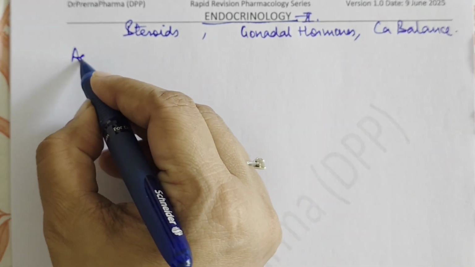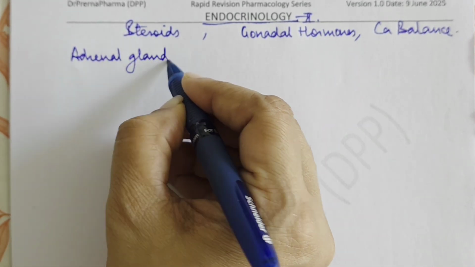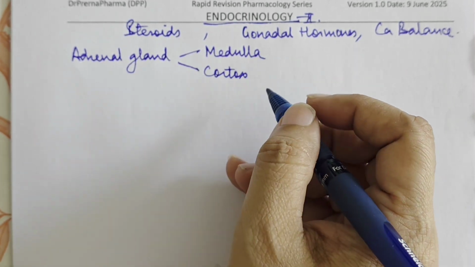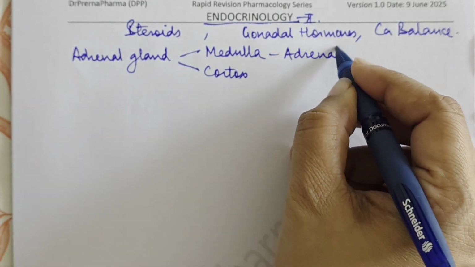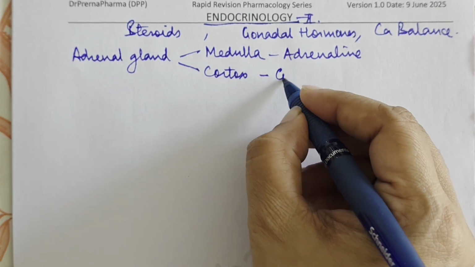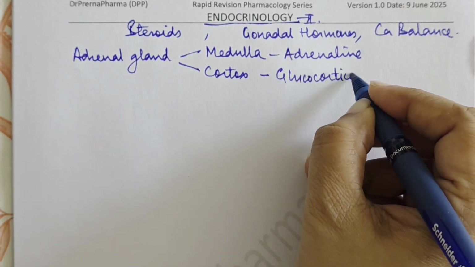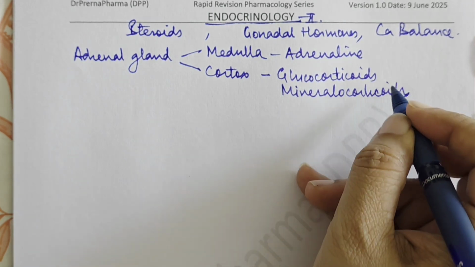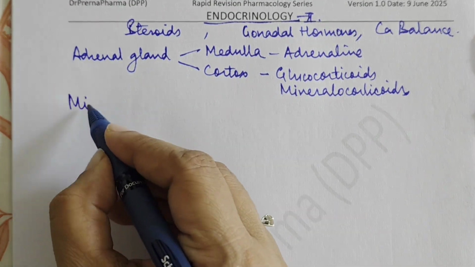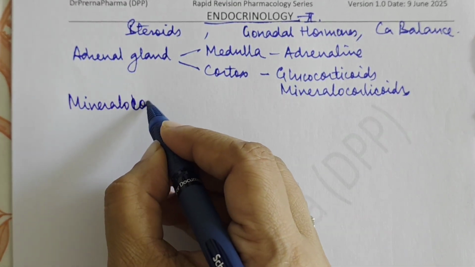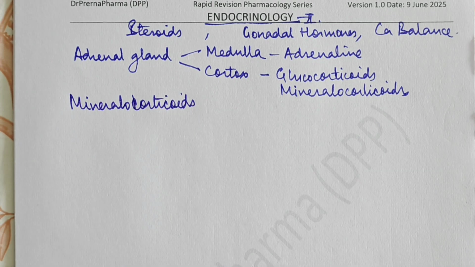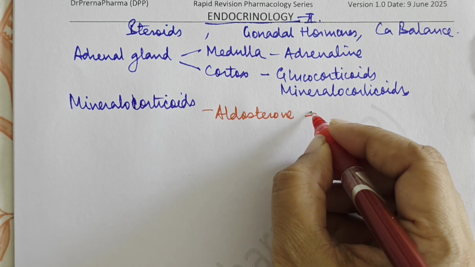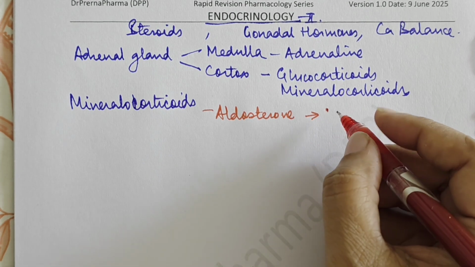Now, adrenal gland, we all know that it consists of two parts. That is, one is medulla and one is cortex, right? Now, medulla mainly secretes adrenaline, while the cortex is the one which secretes glucocorticoids and mineralocorticoids. Okay. So now let's take the mineralocorticoids first, right? Now in mineralocorticoids, what we have? Aldosterone. Aldosterone is the prototype or the endogenous mineralocorticoid.